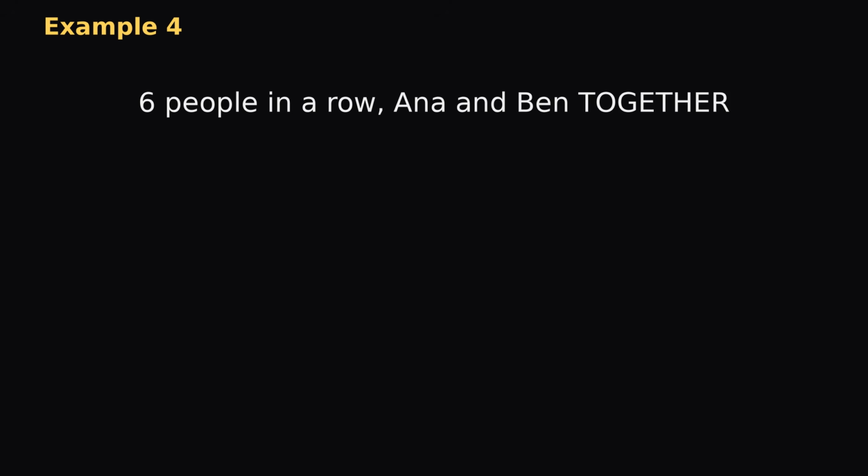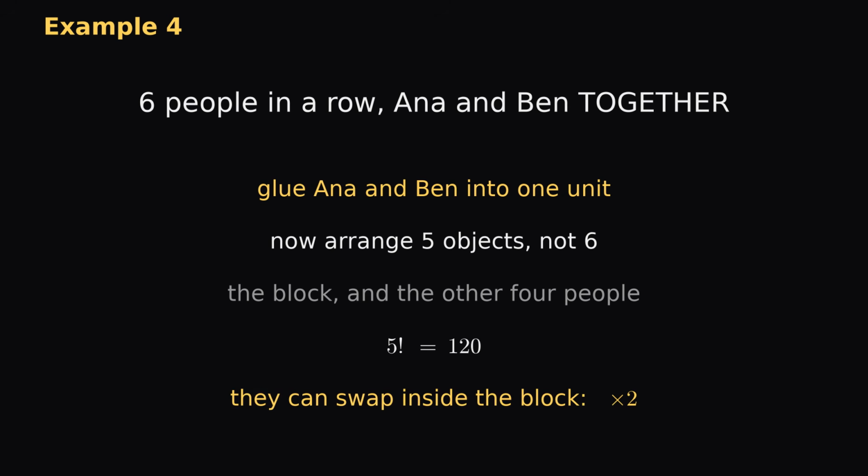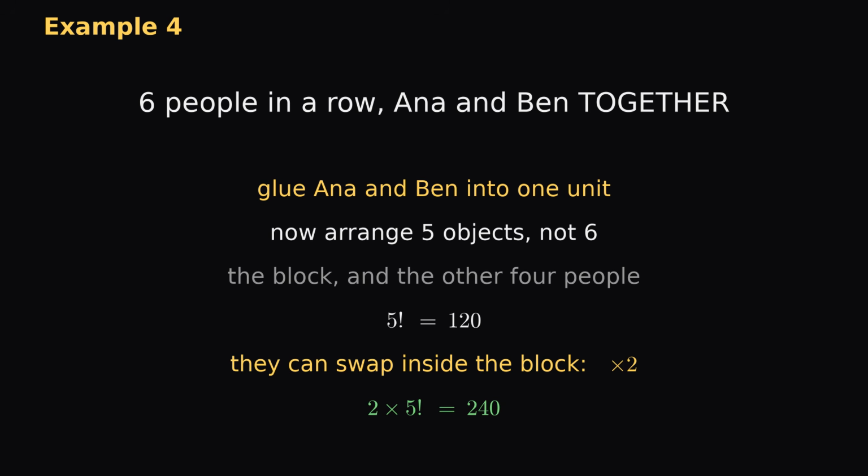Example 4, a restriction. 6 people in a row, but Anna and Ben must sit next to each other. Here is the block trick. Glue Anna and Ben together into one unit. Now you are not arranging 6 things. You are arranging 5, the block, and the other 4 people. 5 factorial is 120, but Anna and Ben can swap places inside the block. Anna then Ben, or Ben then Anna. So multiply by 2, 240.